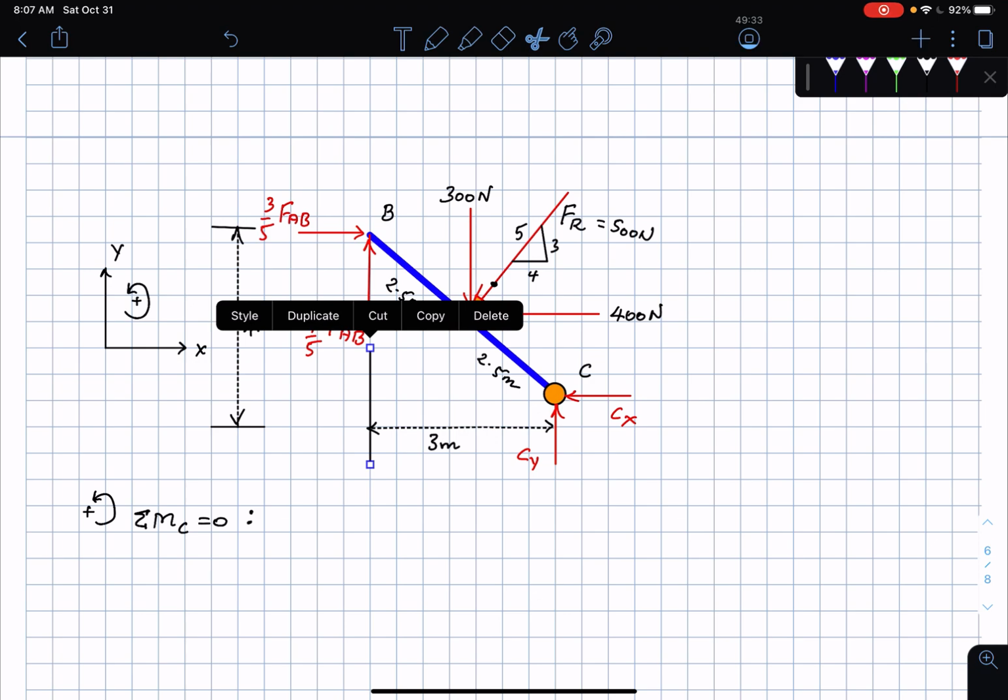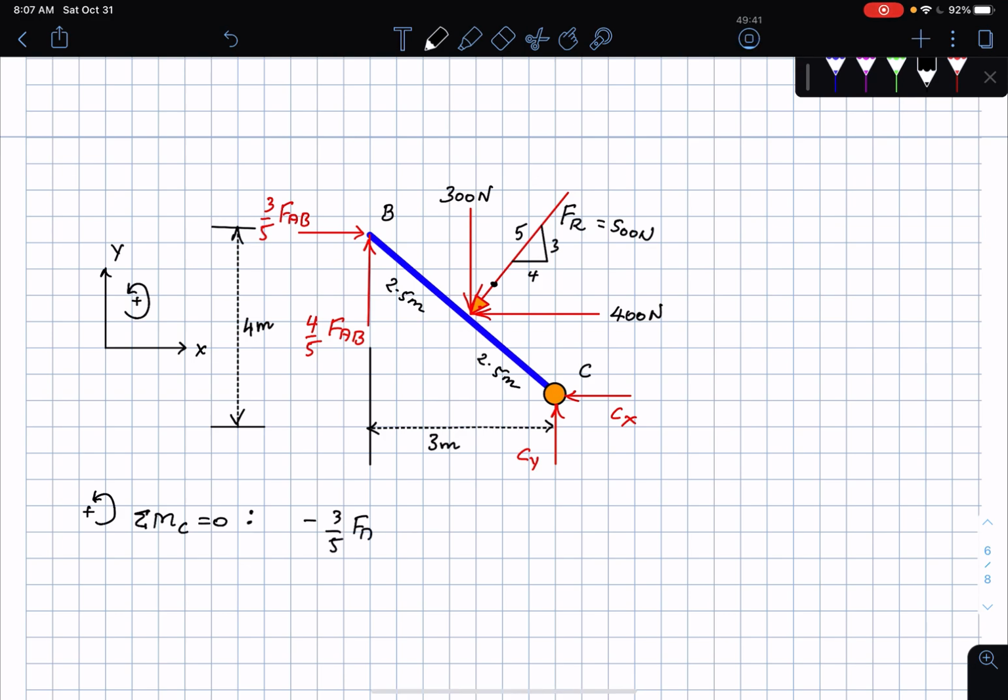Fantastic, we got it all done. So this is now 3/5 FAB times the distance of 4 meters, so minus 3/5 FAB times 4. And then 4/5 FAB times the distance of 3. That is also clockwise.